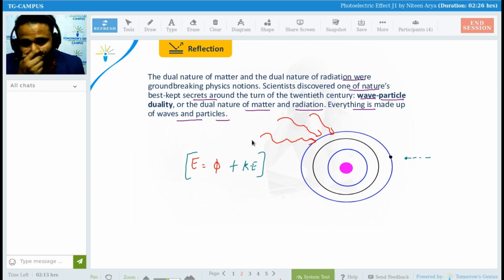Is this clear? So what we learn is that the dual nature of light is not fixed to light only. It is going to be extended to each particular particle.